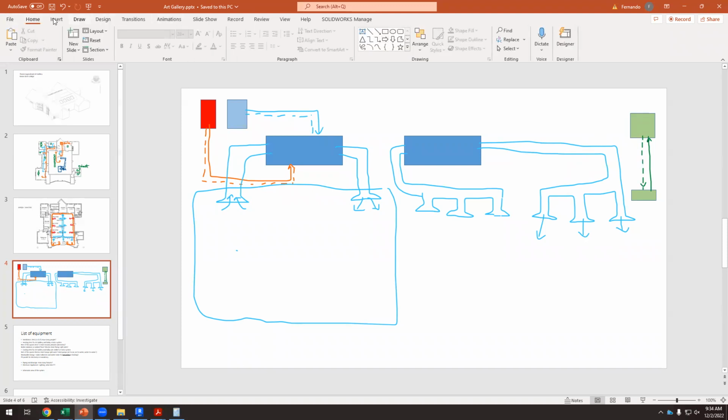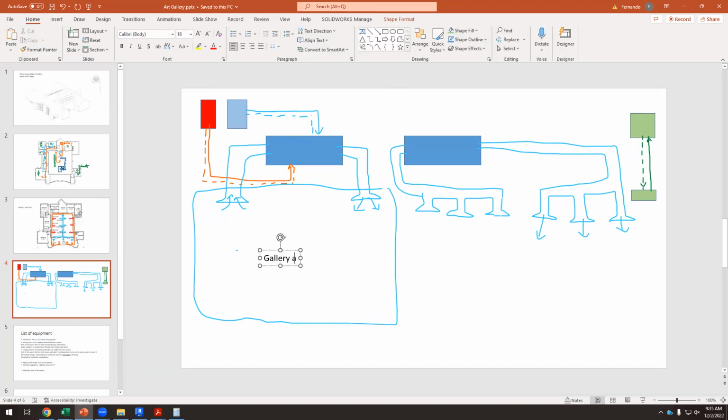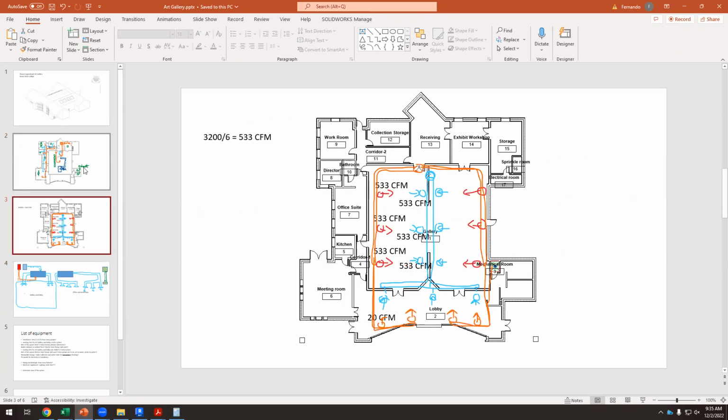So this is for the gallery and lobby. And this is for the office. Make it nicer, but that's the idea. I need a slide with this schematic view, and this should be the ready file.